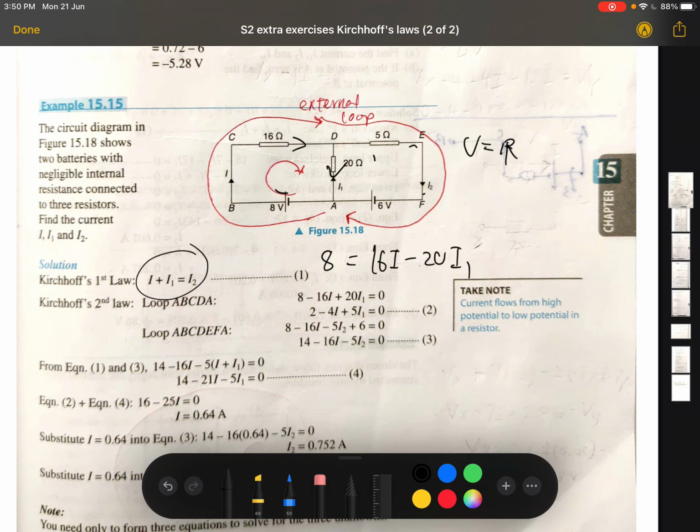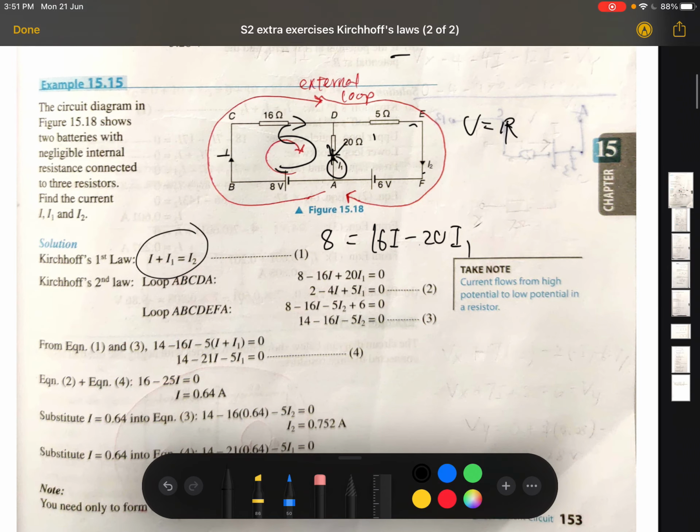So you want to continue your current down this path, right? But your I1 is going the opposite direction. So when you're talking about opposite direction, you do minus, right? So that's why it's minus 20I1. Be careful about this. Remember that your loop decides the direction of your current. So if your loop goes this way, negative, this is positive, this is negative. It's still correct.